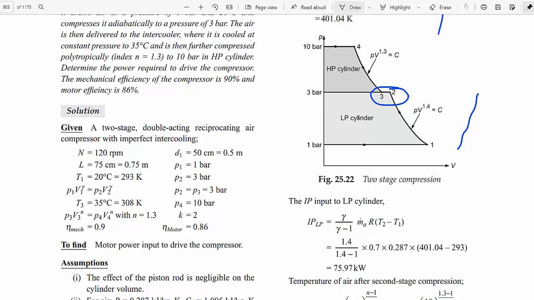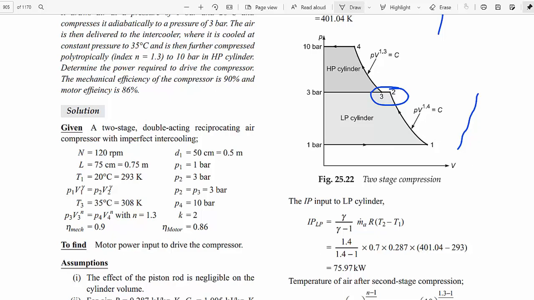Okay, so minimum work done, and also the perfect intercooling means P2 equal to P3. During the intercooling process, there is no pressure change. But in the actual case, the pressure also drops, which means during the intercooling process some amount of pressure is reduced. For example, the exit pressure of the LP cylinder is 3 bar, and during the flow through the intercooler, the pressure drops to 2.9 bar. 0.1 bar pressure is reduced.